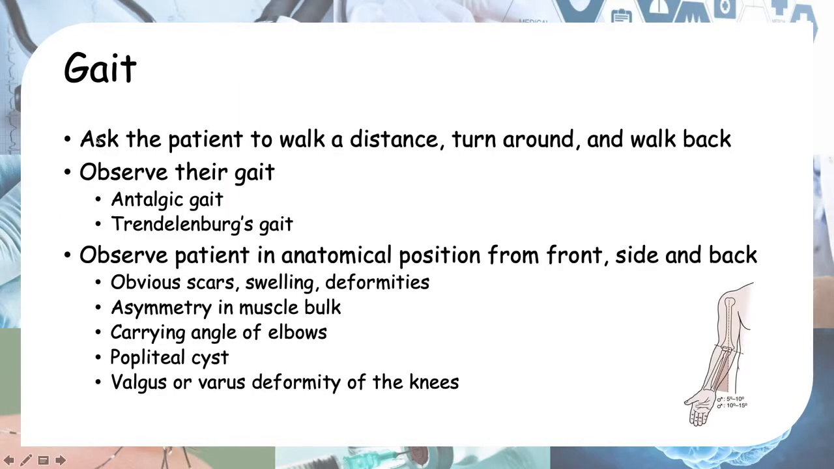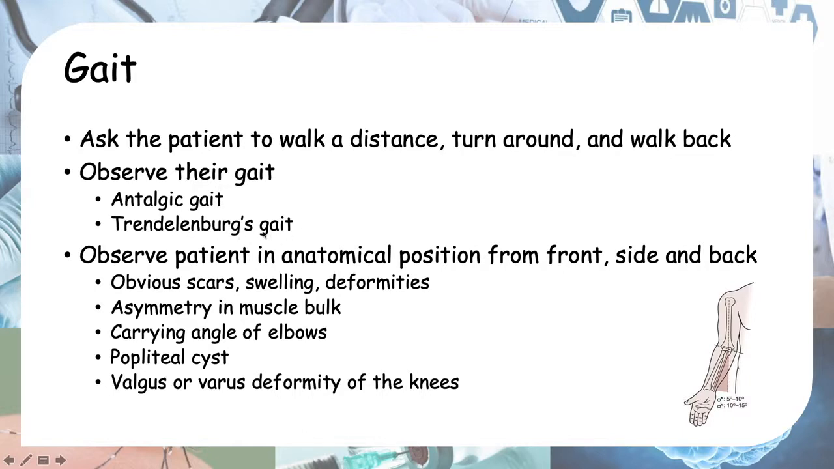So first, gait. You're gonna ask the patient to walk a distance, turn around and walk back. While they are doing that, you're gonna observe their gait, see if it's normal or not. Some of the abnormal gaits that you might be able to see is an antalgic gait or a Trendelenburg's gait. An antalgic gait basically means that one of their legs is painful to step on, and hence they are only putting a short amount of time on that leg. Algic means pain and ant means anti, so you don't want the pain, so anti-algic gait, antalgic gait, right?